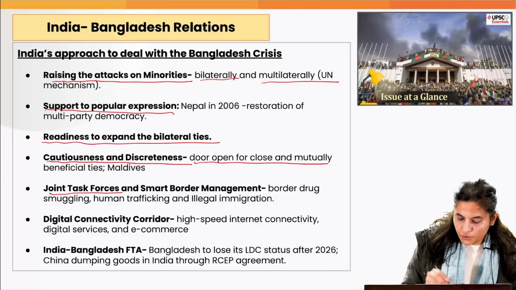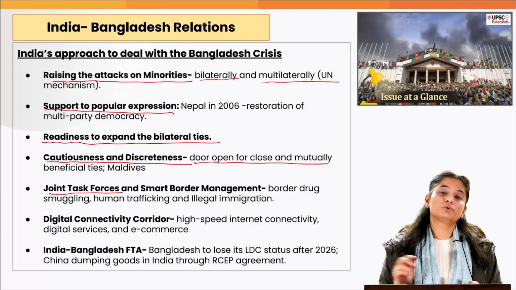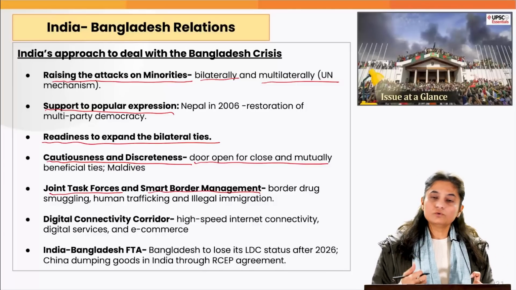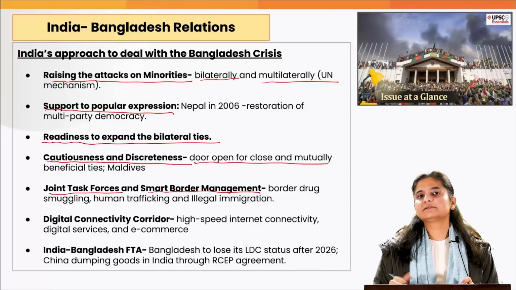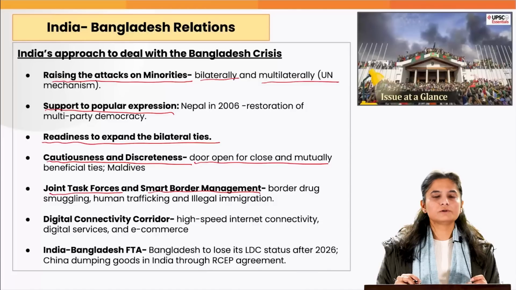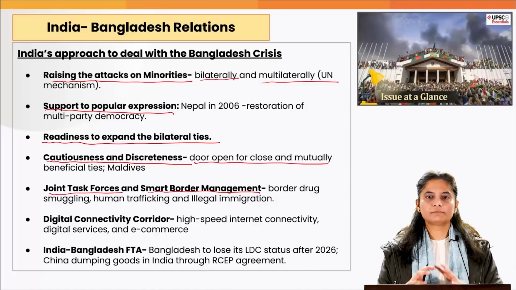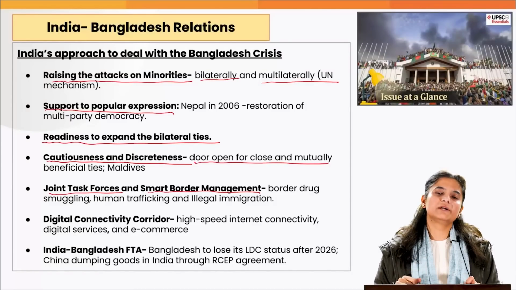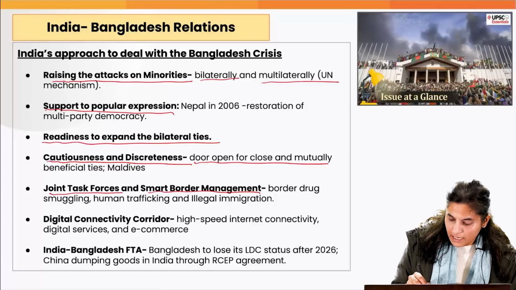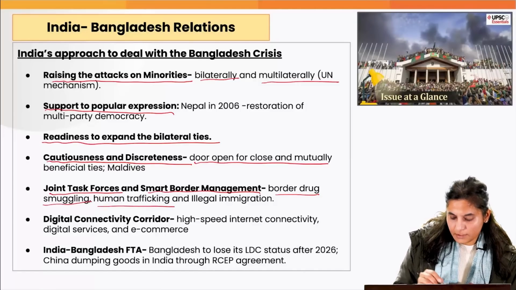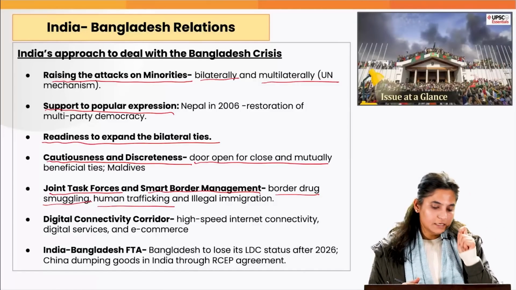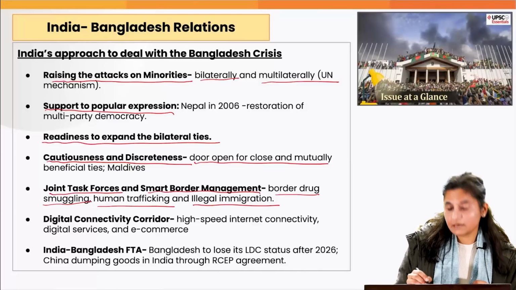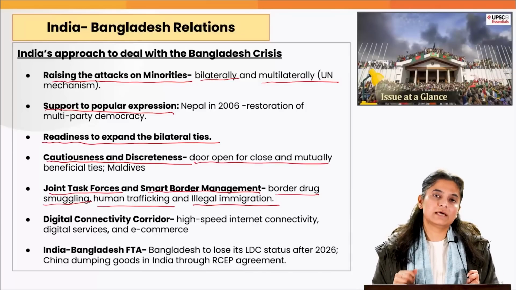Then there is the case of joint task forces, and we need to put in smart border management also. We could use tools for it. We can put in some sensors and radars, and the human effort also has to be there, so some staff has to be deployed. From both sides it could take place. There could be some cooperative mechanism put in, and we have to ensure that issues like drug smuggling, human trafficking, cow smuggling, or even illegal immigration, in the form of Rohingya immigration, stop.